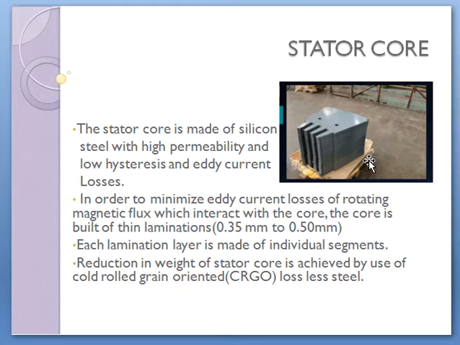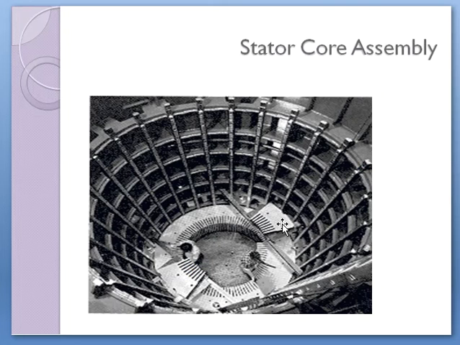Now the stator core is made of cold rolled grain oriented lossless steel. We can see here how each of these lamination segments is assembled in order to form the stator core. Since the generator is very huge in construction, the stator core cannot be obtained in one single piece.